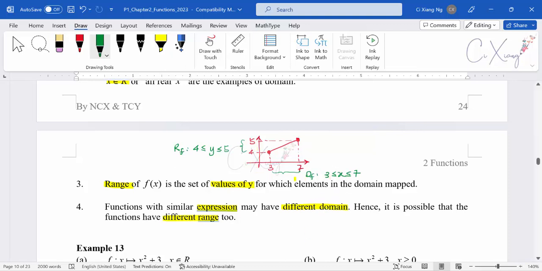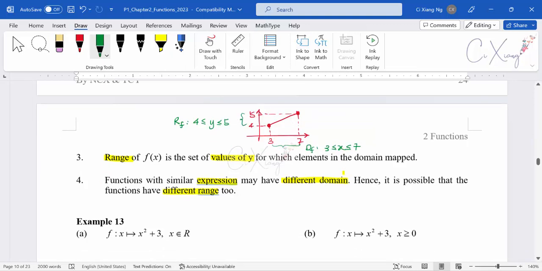For domain, we are looking for the values of x that are defined on the graph, or maybe defined in the formula. After that, we have the range, where you need to decide the range according to the domain given. So this is a very simple introduction to the words domain and range.